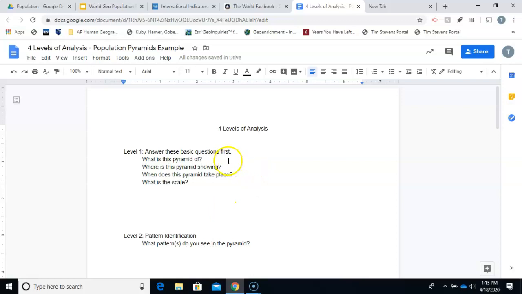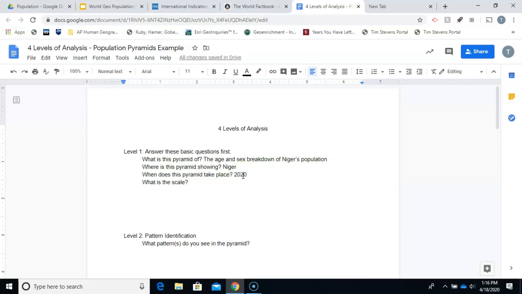All right. Well, the pyramid is of the age and sex breakdown of Niger's population. Okay, it's very simple. Where is this pyramid showing? It's showing Niger. When does this pyramid take place? This pyramid takes place in 2020, right?